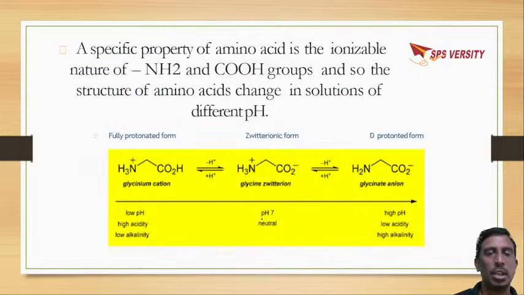Okay. Amino acids show a specific property. That is, when they are dissolved in water, they are ionizable. So here the amino group and carboxylic group are ionizable. Okay. So what happens is the structure of the amino acid changes in solutions at different pH.